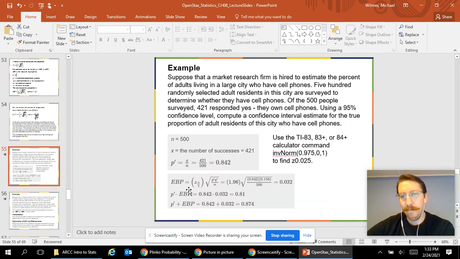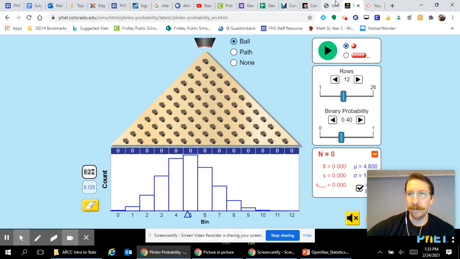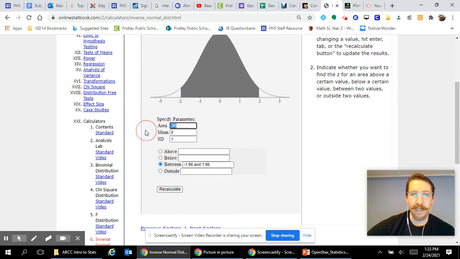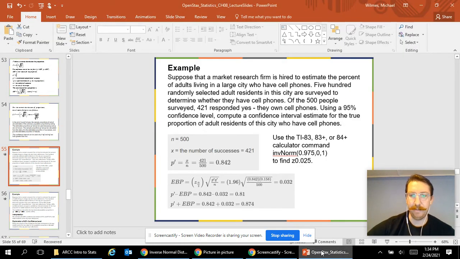To find the EBP, we look first of all at the z-score. To get the z-score, we go to our inverse normal distribution calculator, and we're looking at an area of 95%. So I type in 0.95. We don't want above or below, we want between, because we want 95% to be in the middle. It tells us we go out to minus 1.96 and then plus 1.96. This 1.96 is crucial. That's the number we're going to use for this problem. So 1.96 is how many standard deviations we look to the left and to the right.